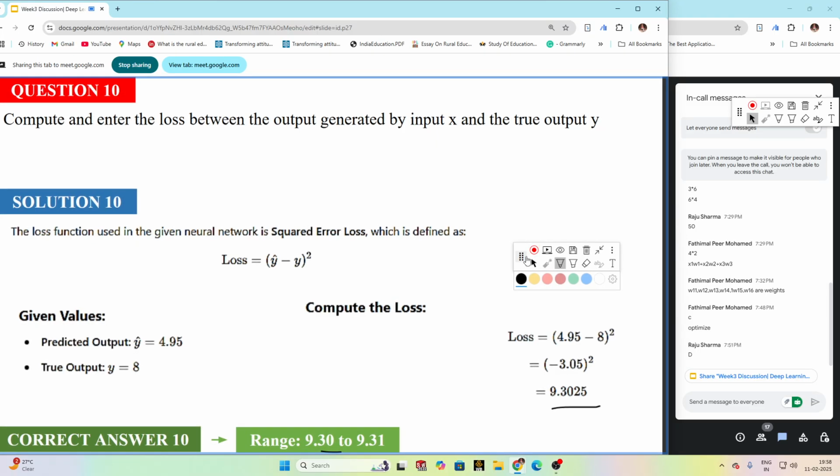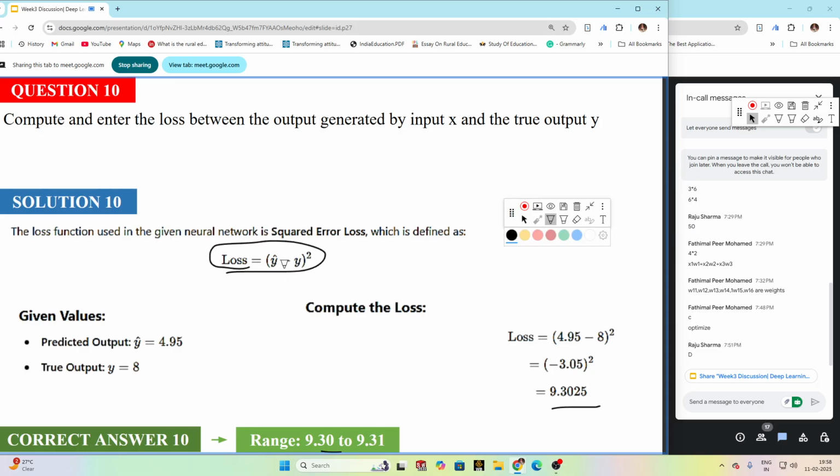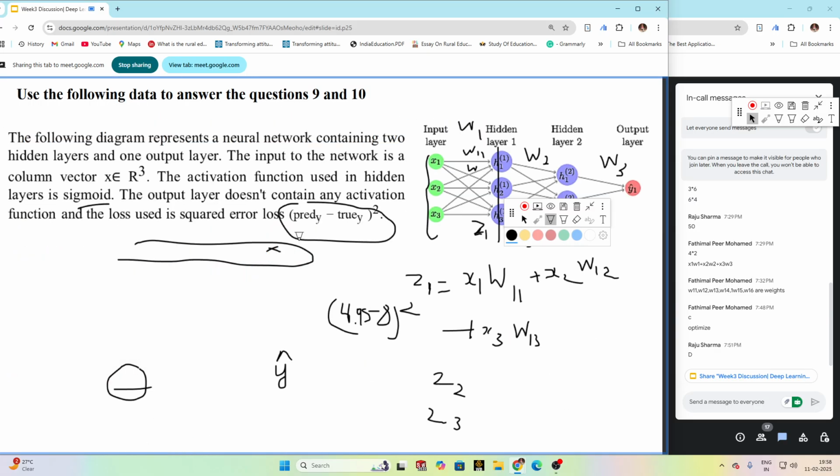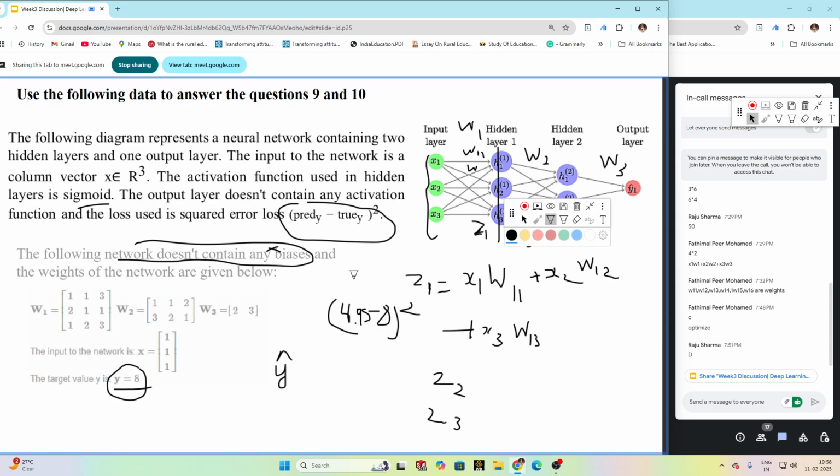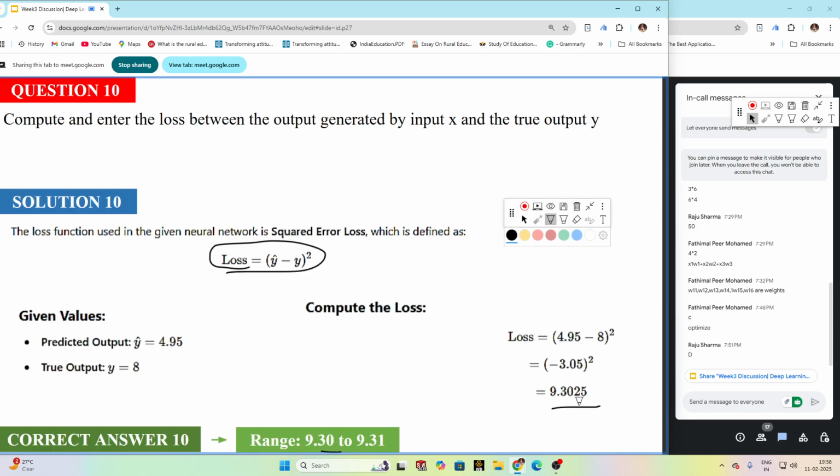So is it clear to all of you? Just calculate the loss. Loss function is already given in the question, that is y predicted minus true y whole square, or y hat minus y whole square, and that has been coming 9.3025. So this is your answer. So is it clear to all of you? Yes, sir.